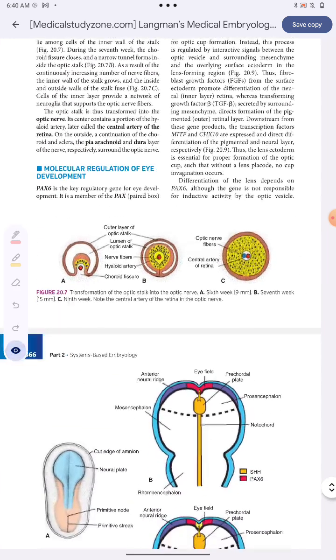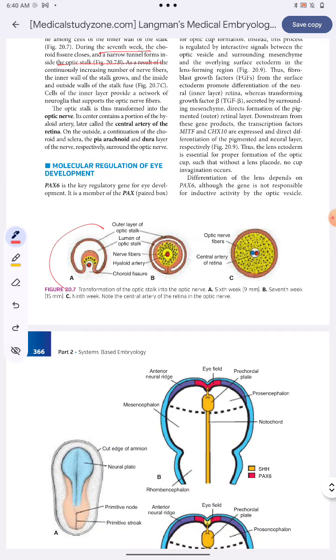Now, this is the structure of the optic stalk. This is the outer layer, the lumen, nerve fibers, hyaloid artery, and choroid fissure. When it is completely formed, the optic nerve has inside it the central artery of the retina and a vein, and the optic nerve fibers. These are the optic nerve fibers, and this is the artery and vein.